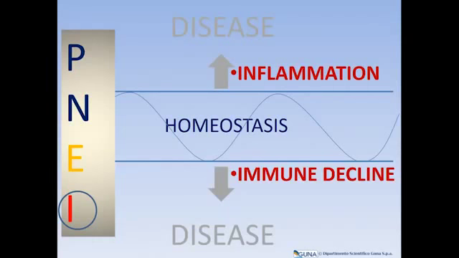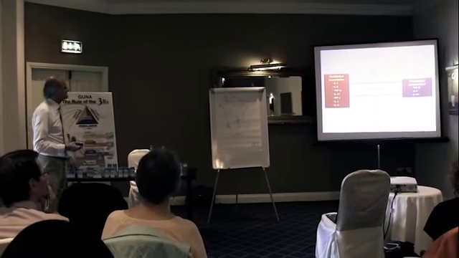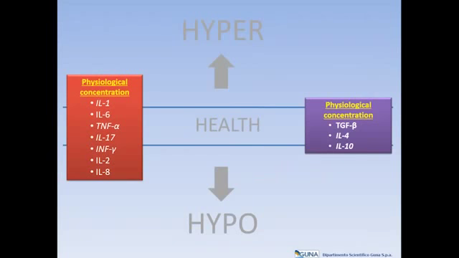In inflammation, we have an overexpression of Th1, Th17. In immune decline, we have an overexpression of Th2, Treg. In terms of cytokines, in healthy conditions, all the cytokines, the red ones, Th1, Th17, and the blue ones, Th2, Treg, are in physiological concentration, and they lead the right function of the immune system.